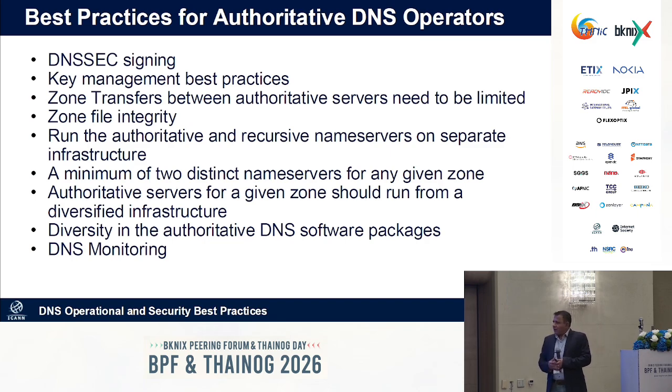So in that way, you can actually have some better redundancy. Minimum of 2 distinct name servers, at least 2, right? And if you don't give 2, actually most of the DNS updates would not happen. Authoritative servers, also for a given zone, you make sure that they're all running from a diversified infrastructure.